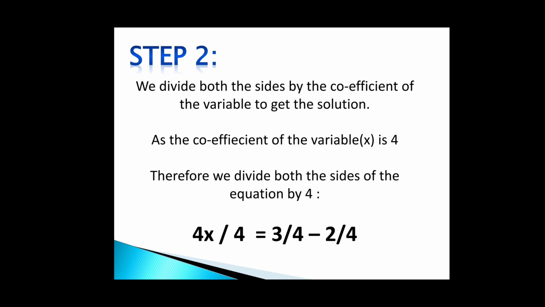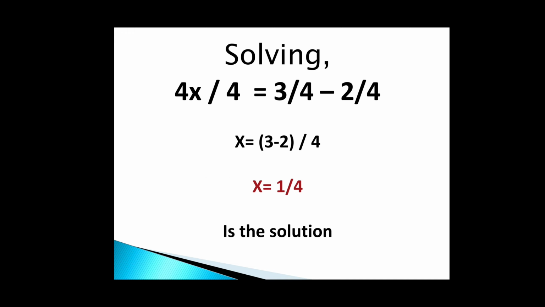Now how do I solve this? 4 and 4 will get cancelled. On my left hand side I have only x. So x is equal to, see here, 3 by 4 minus 2 by 4 are like fractions. So I keep the denominator 4 as it is, and subtract my numerators, 3 minus 2. 3 minus 2 is nothing but 1. 1 by 4 is nothing but my x. So I got my solution, x is equal to 1 by 4.